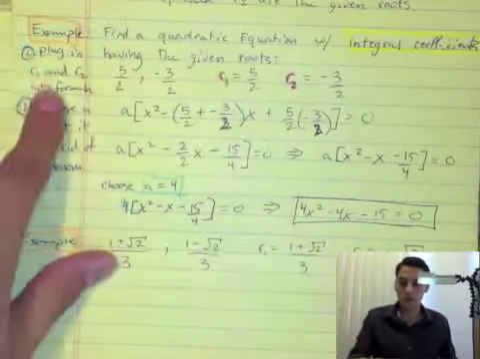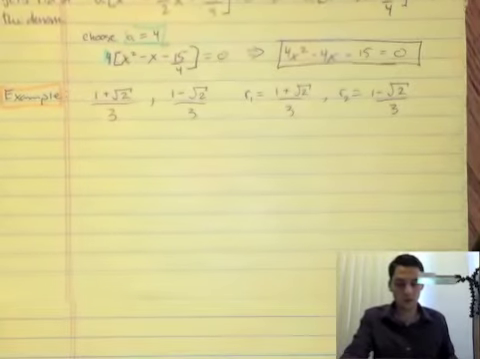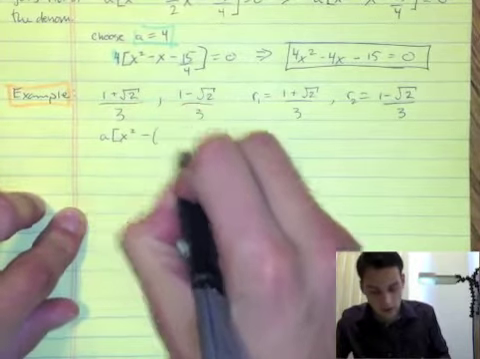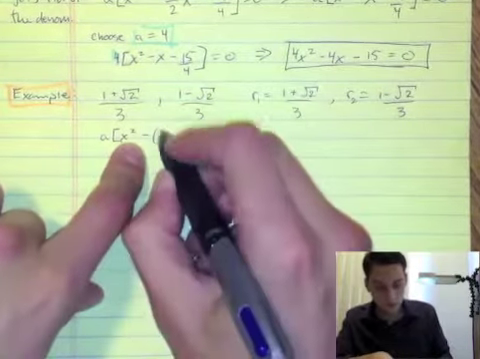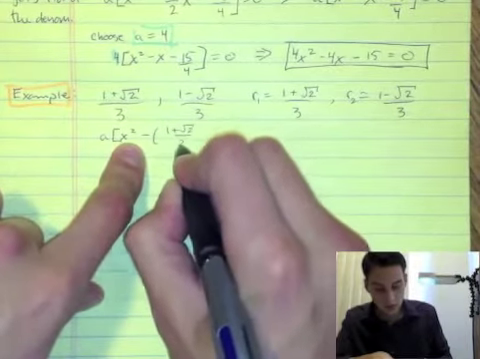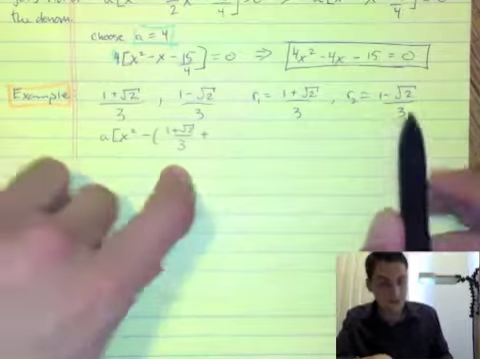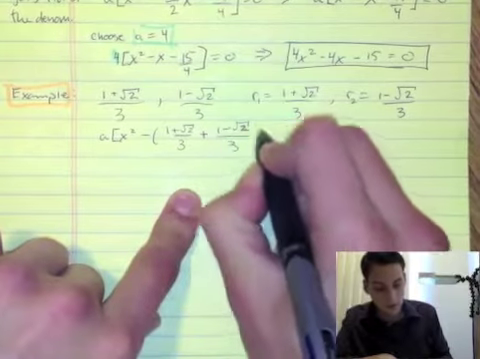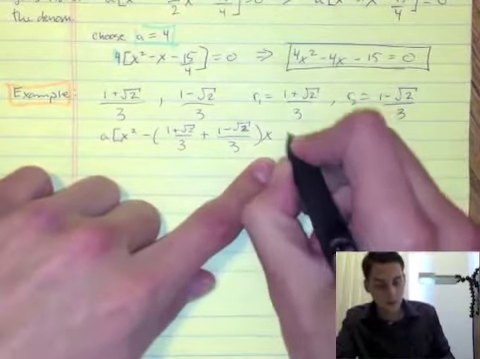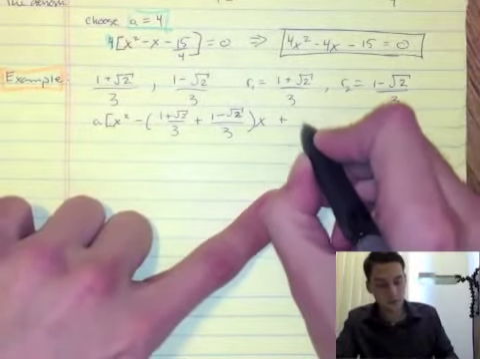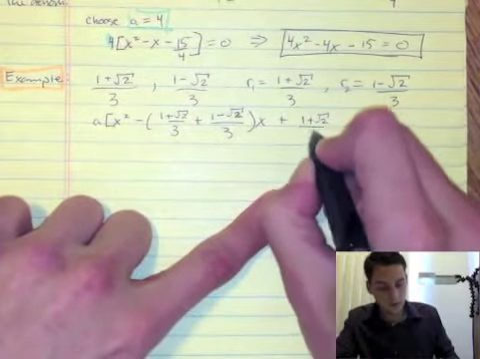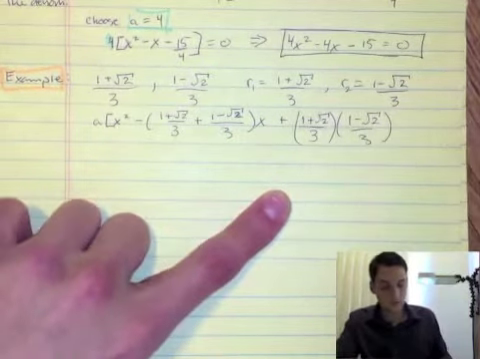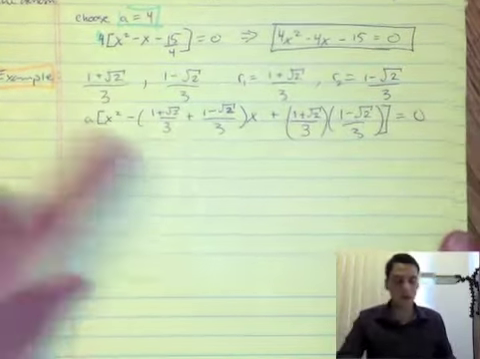So, step 1, plug in R1 and R2 into our formula. So I'll have a times x squared minus first root, R1, which is 1 plus root 2 over 3. And I'm adding it to the second root, 1 minus root 2 over 3 times x, plus the multiplication of the two roots together. So 1 plus root 2 over 3 times 1 minus root 2 over 3. And that is equal to 0 by our formula.